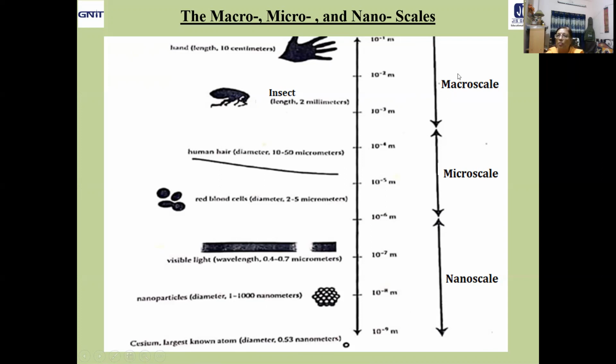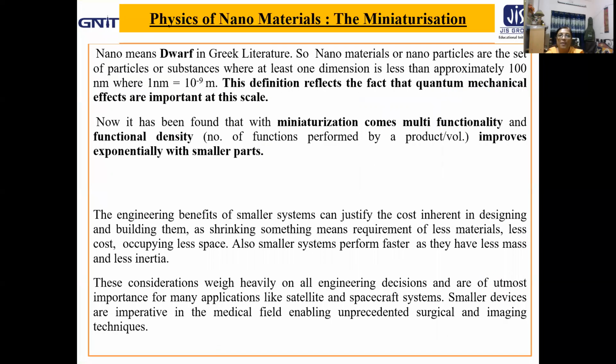Around us, we used to get everything in the macro scale. Then comes the micro scale, and now it is the nanoscale, which is our scale of interest. Now let us come to the physics of nanomaterials, the miniaturization. Now what about nano? Nano means dwarf in Greek literature.